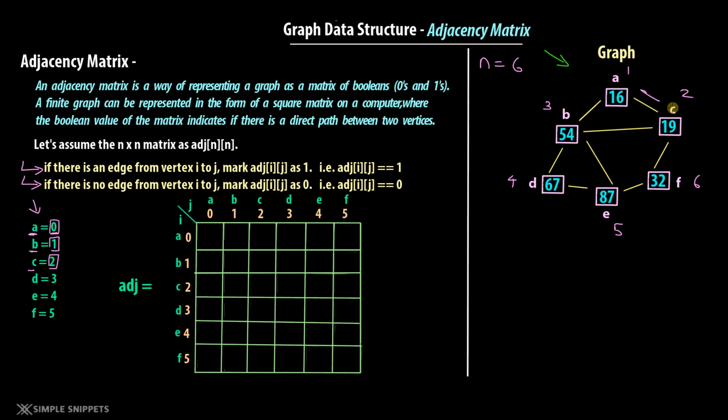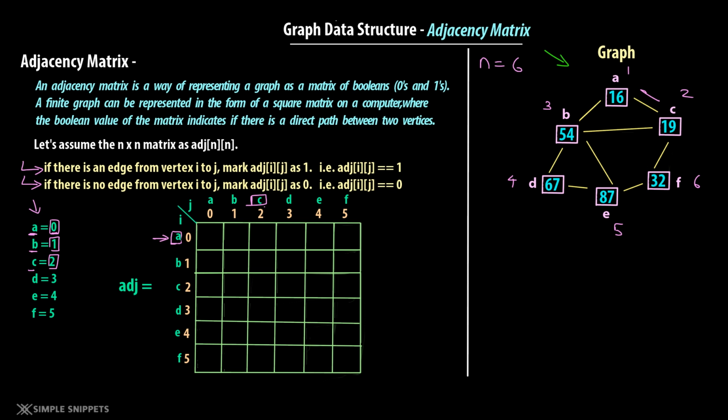So if there is a path between A to C, yes, there is a path. So from A, let's start with row. So for A, it is the first row, that is the 0th row. And for C, we have to consider the column. So is there a path between A to C? Yes. So the cross section where A and C meet, that is this cell, we have to mark as 1.